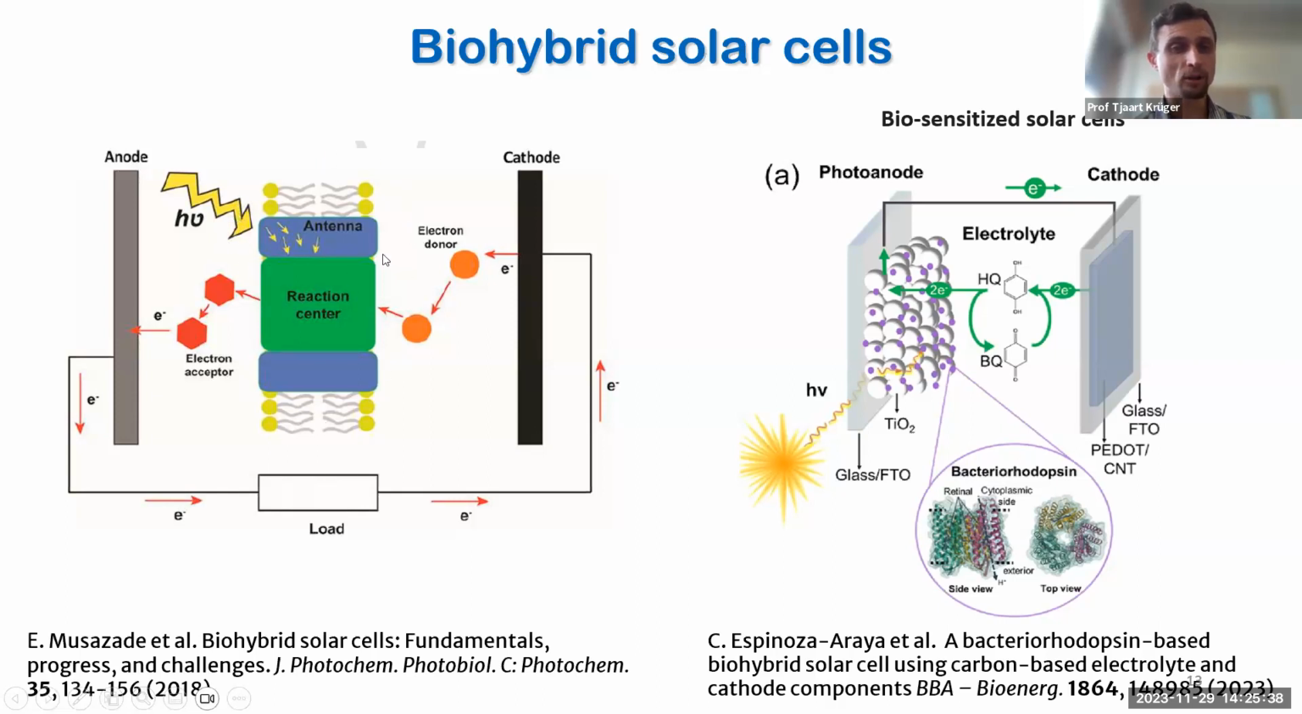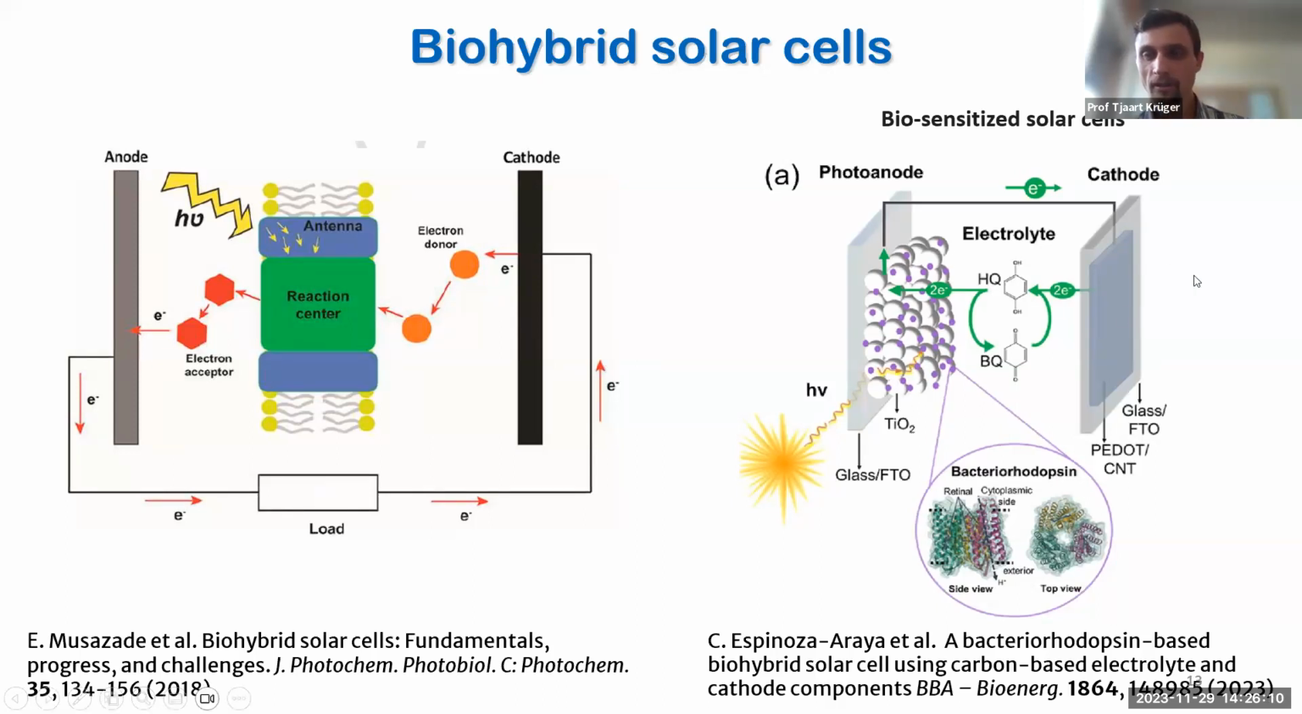So here you can see the light harvesting antenna that's capturing the light. It is then transporting the excitations to the reaction center where the electron-hole pair is generated. The electrons are then transported to the anode via an electron acceptor, while the holes are then filled, or the electrons are replenished in the reaction center by means of an electron donor, which extracts electrons from the cathode. And this way you again have the complete electric circuit.